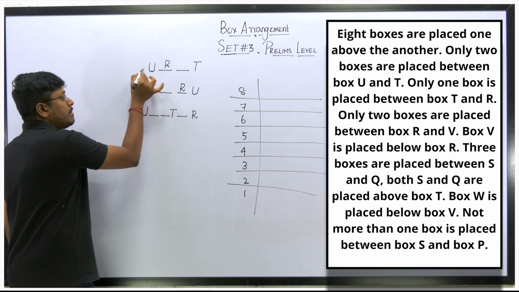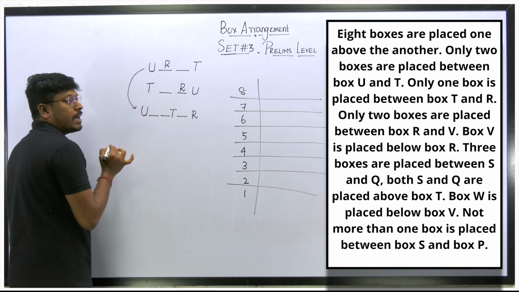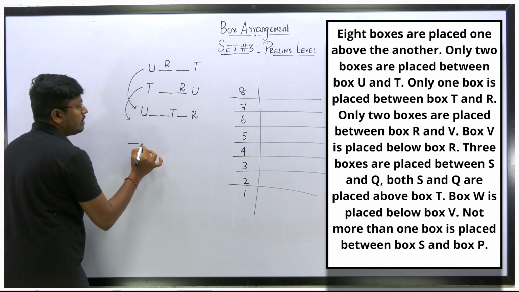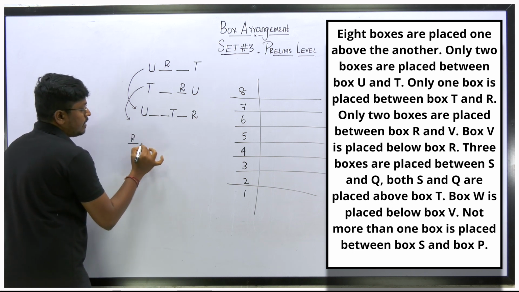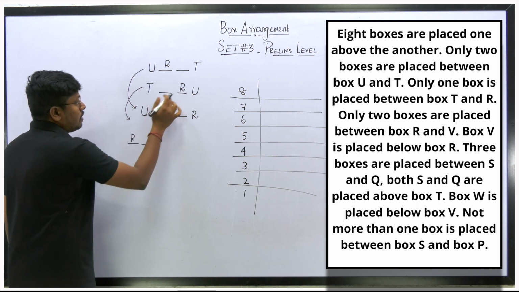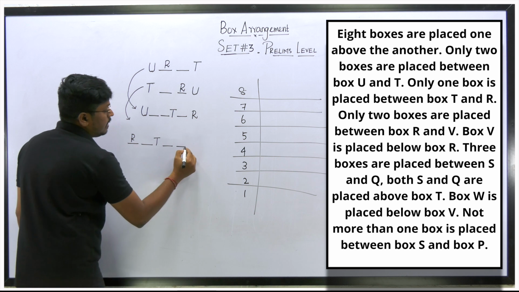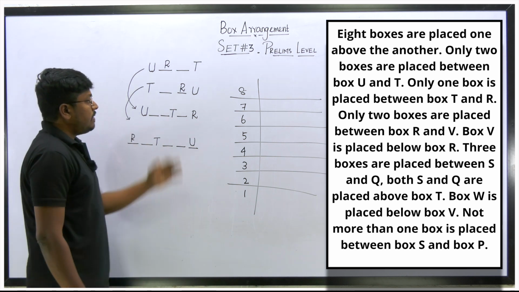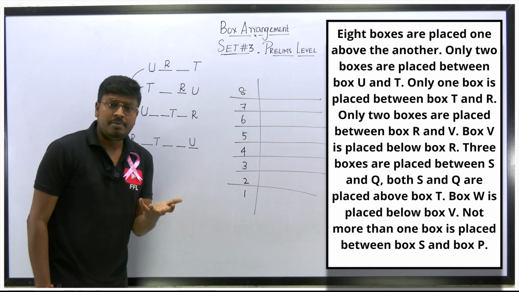So from this possible diagram I am deriving another possible diagram here. Similarly from this possible diagram we can derive another possible diagram, where between T and R there is a gap of 1 box. Understood or not? So totally we have drawn 4 possible diagrams. Friends, can you understand this?